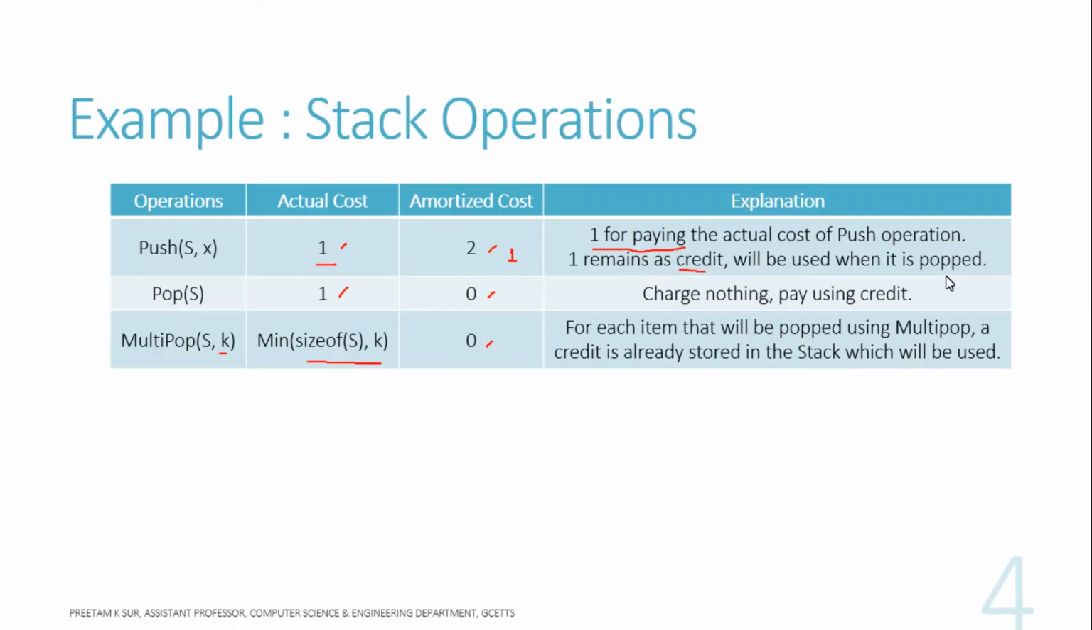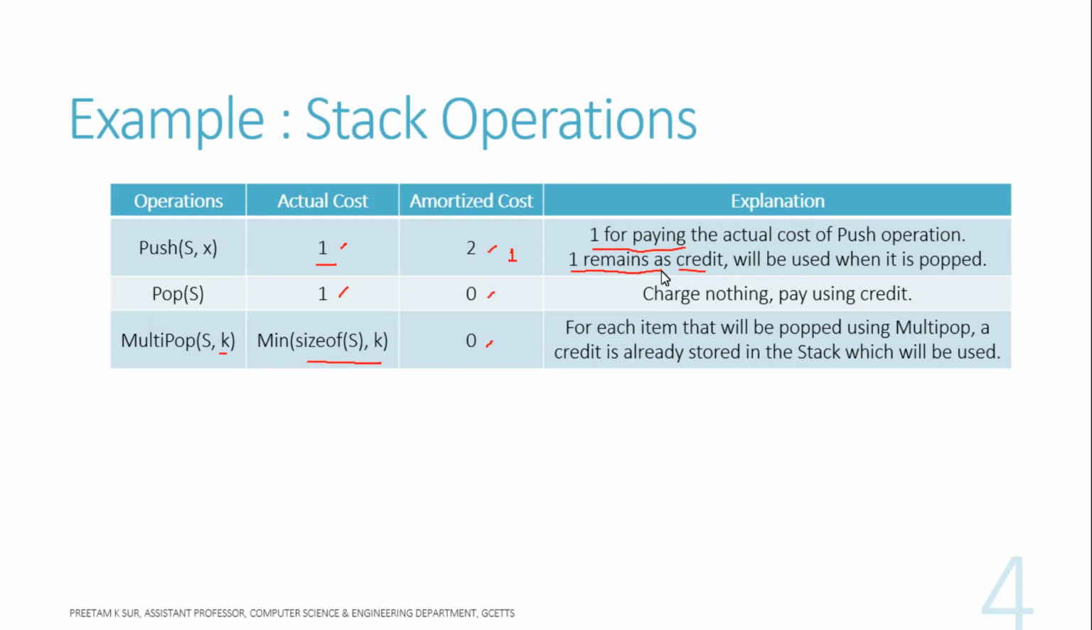which will be used when the item is popped. So whenever we push an item onto the stack, we are basically adding one cost to the element as we push it. Whenever we pop it, that cost is used by the pop operation. So for pop there is no amortized cost, because the actual cost is paid by the credit. The credit accumulated by the push operation will be used in this pop operation.